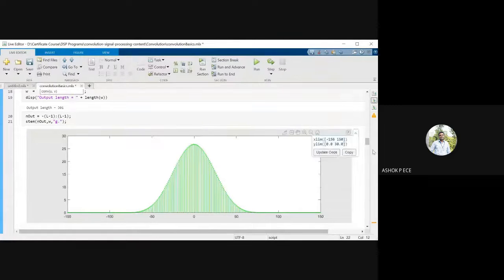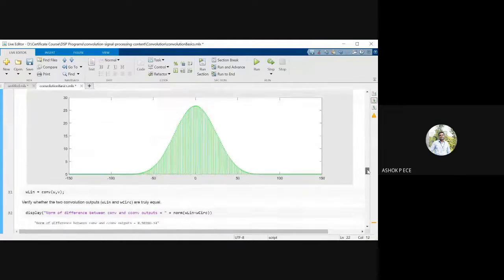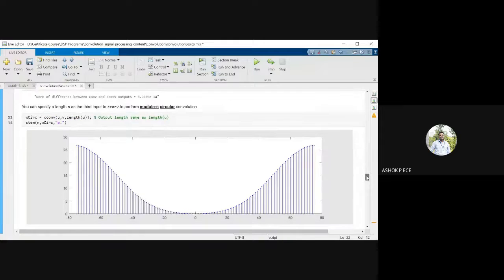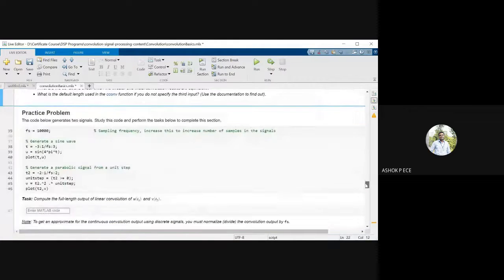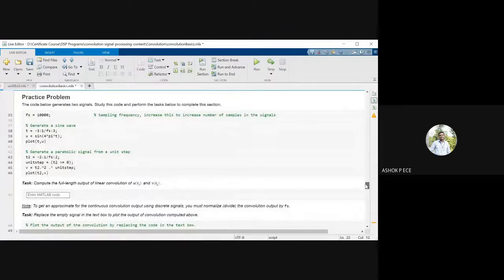This answer is going to be exactly the same. So we have proved that whichever method you use to do convolution, either the time domain method or the frequency domain method, the answer is going to be the same. Okay, so in the same way, we are given a practice problem. The tasks are given.